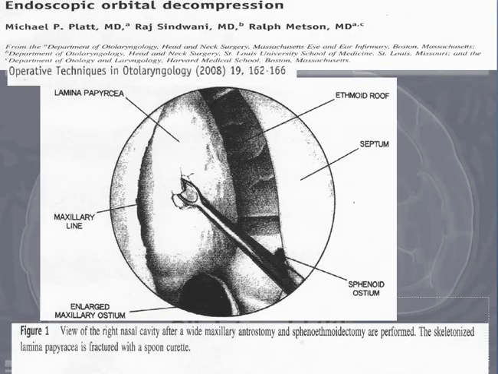Now this is the diagrammatic representation. Here you can see this is the lamina papyracea, this is the maxillary line, this is the enlarged maxillary ostium, this is the sphenoid ostium, this is the septum, and this is the ethmoid roof. So, a view of the right nasal cavity after a wide maxillary antrostomy and sphenoethmoidectomy are performed. The skeletonized lamina papyracea is fractured with a spoon curette.